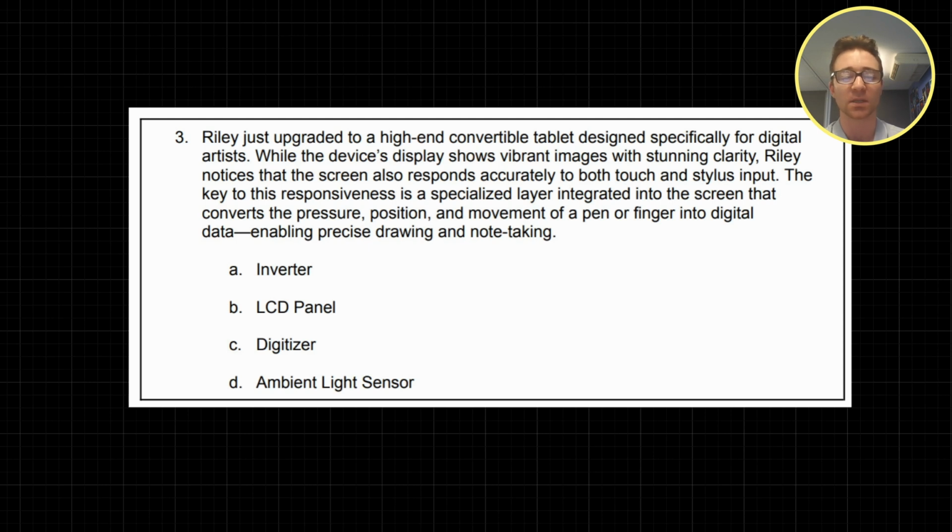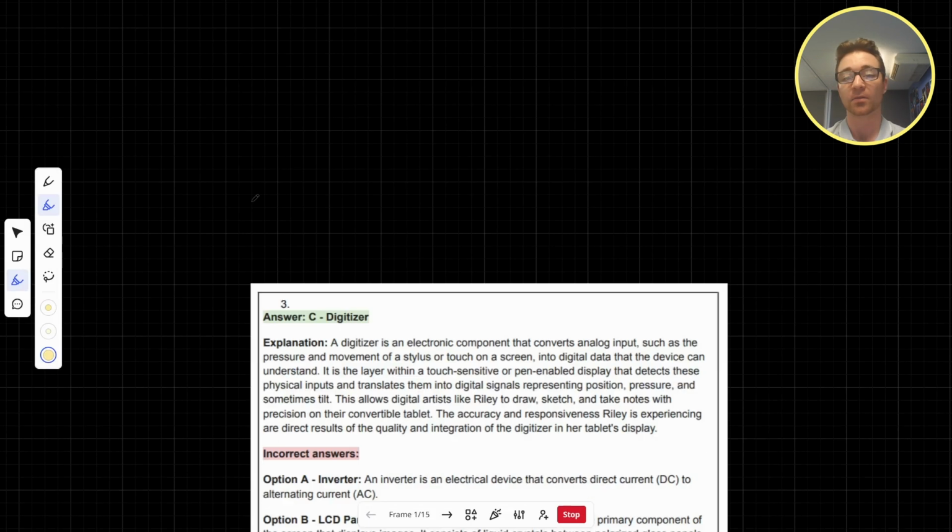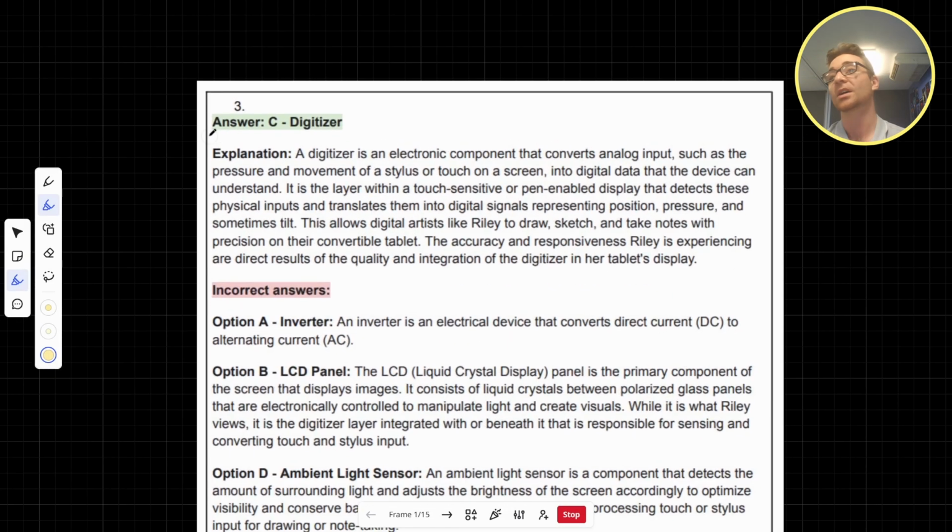Sometimes the question is not clear. You might have to infer what they're actually asking you. So, answer coming in 3. Pause the video if you need more time. 2, 1, let's go. It is a digitizer, guys.